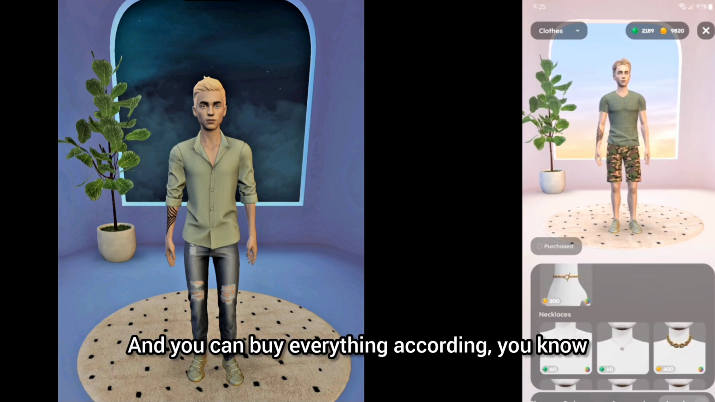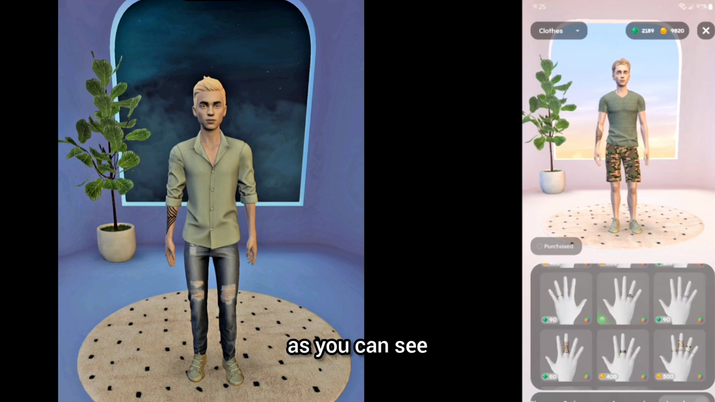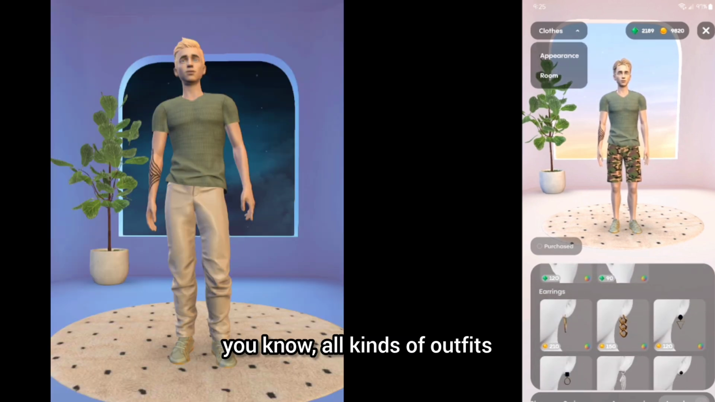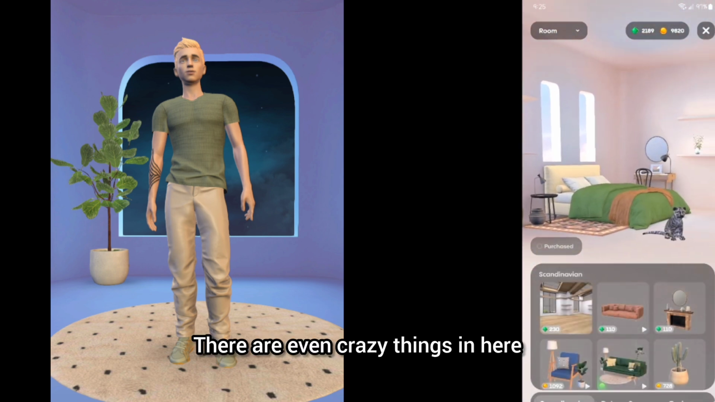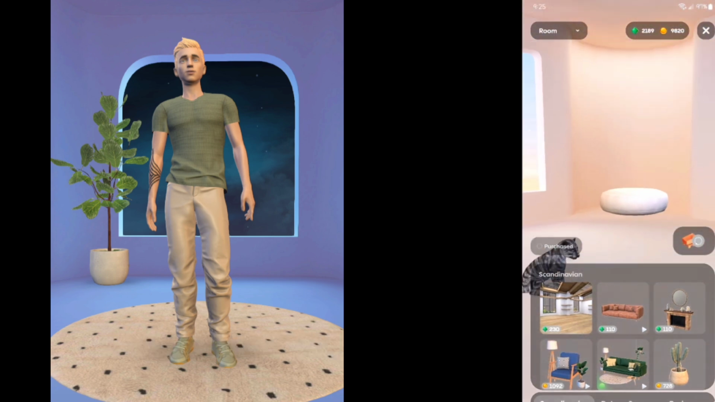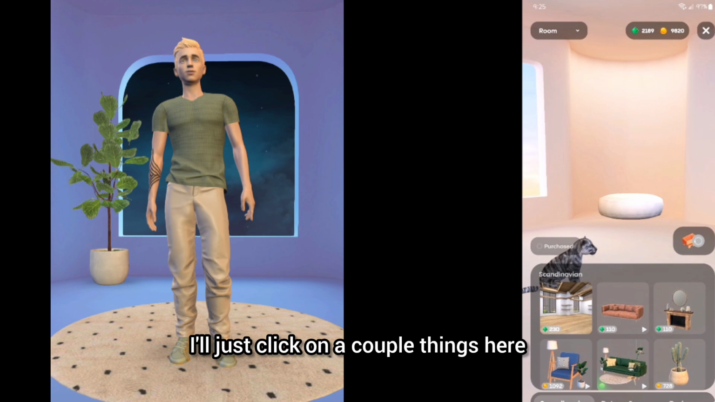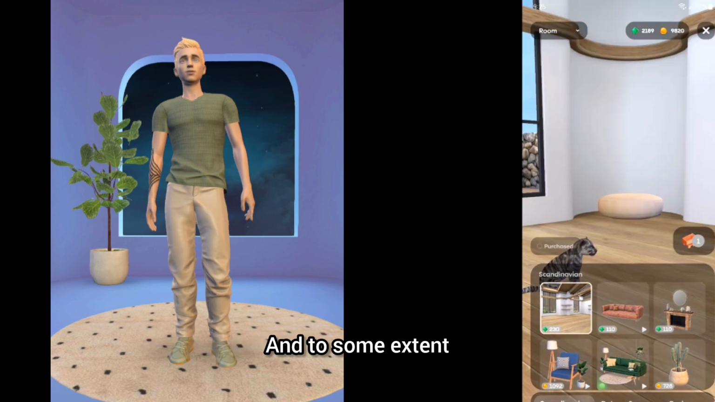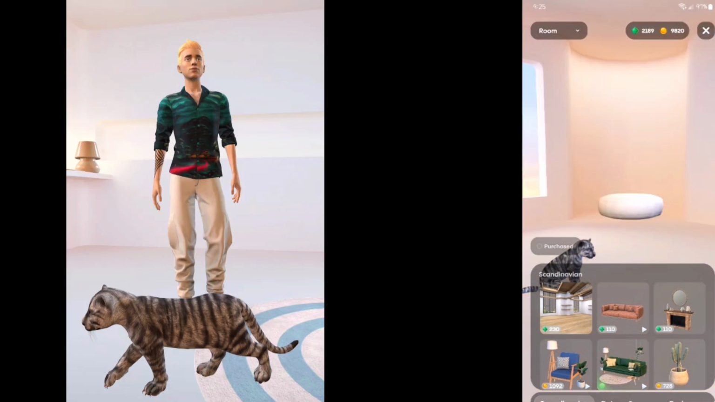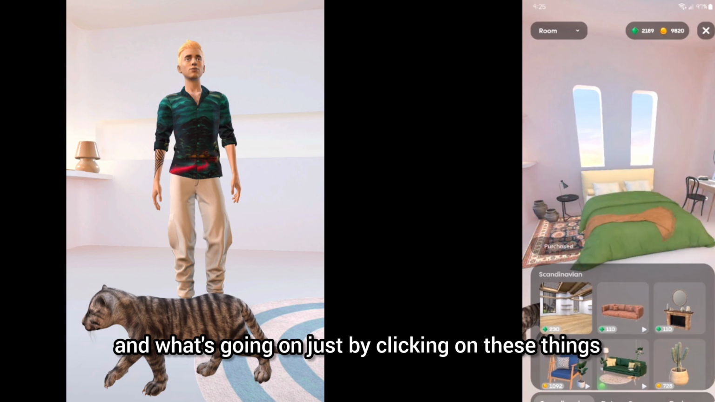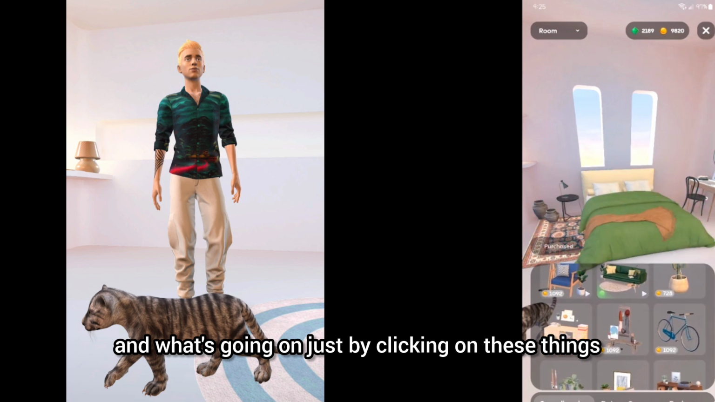And you can buy everything, as you can see: rings, watches, earrings, all kinds of outfits. There are even crazy things in here. Now, here we're going into the appearance of the room, so you can change the appearance of the room. I'll just click on a couple things here. But basically, you can make your avatar look like what you want. And to some extent, you can change, as you can see, the room. You can change what's in the room and what's going on, just by clicking on these things.